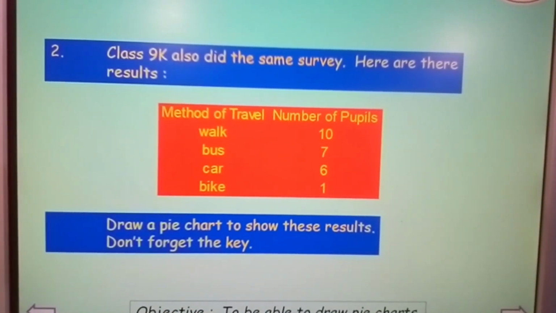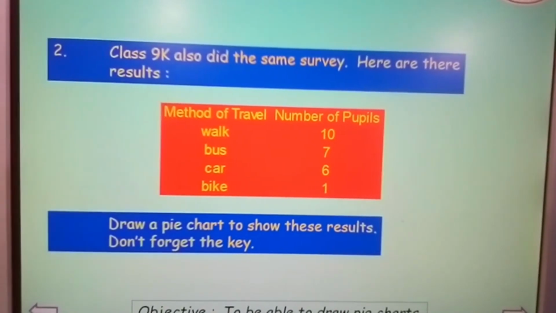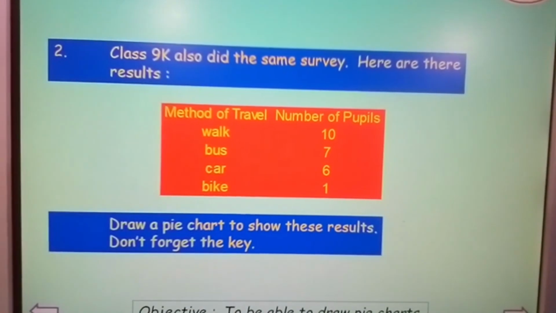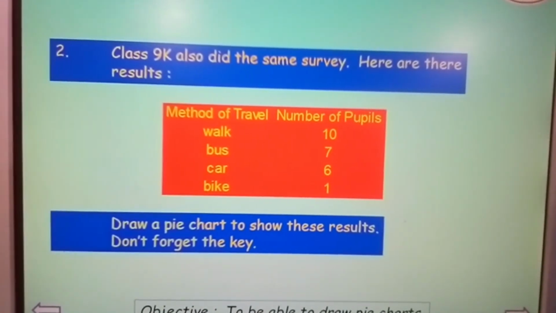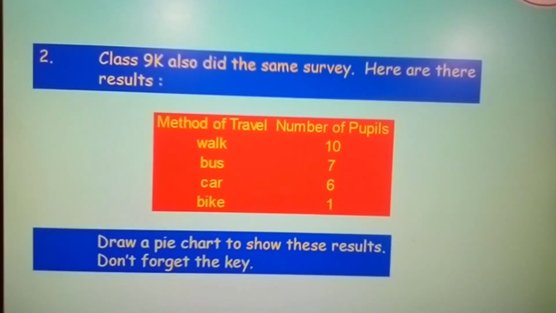Class K9 also did the same survey. Here are their results. Method of travel, number of pupils. Draw a pie chart to show these results. Don't forget the key. Now that's for you to do.